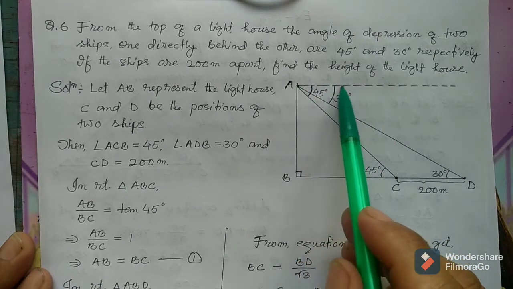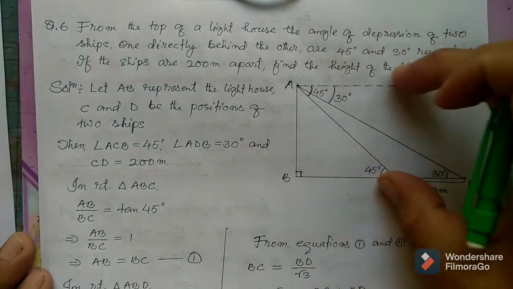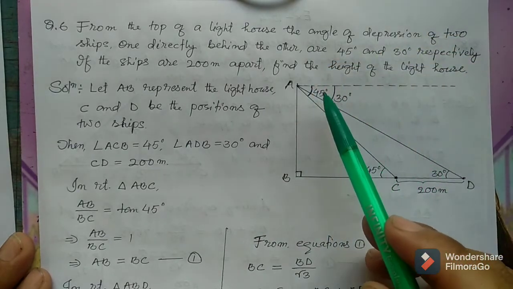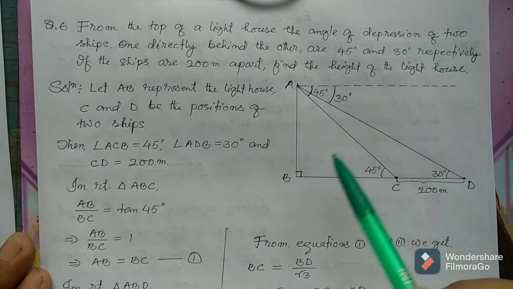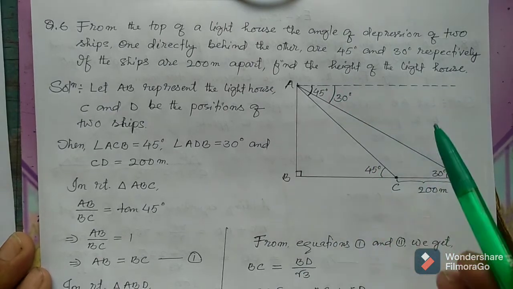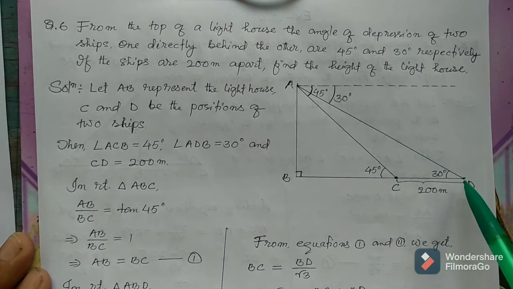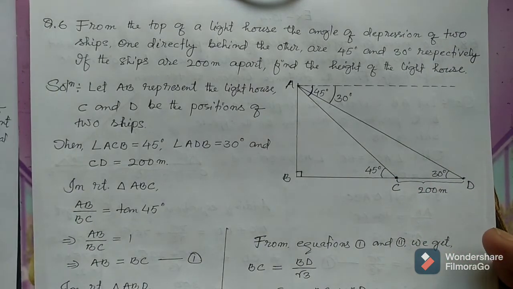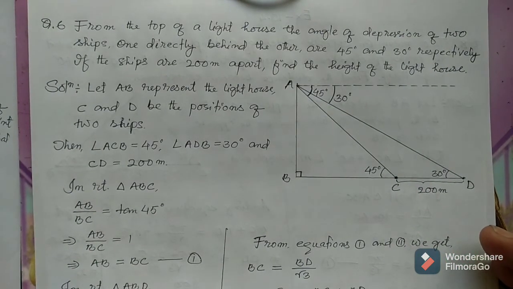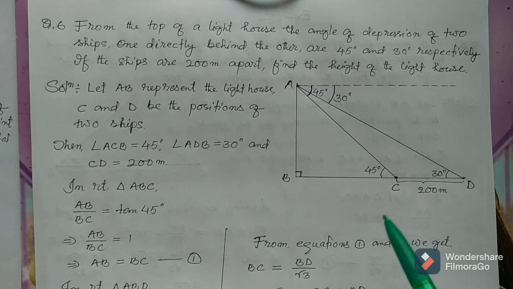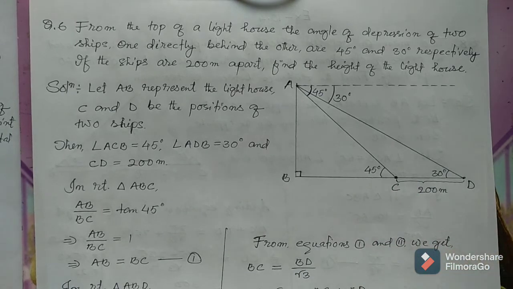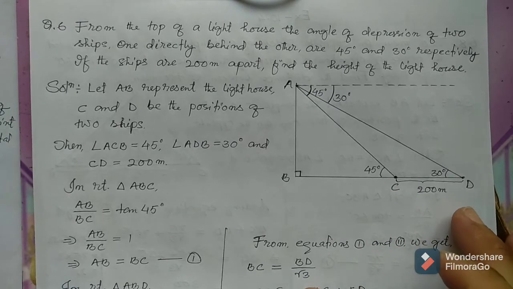Since here we have two horizontals which are parallel to each other, by applying the theorem that we learned in class 9, if two lines are parallel, alternate angles are equal, then we have this angle 45 and here 30. Not only for this question, but for most of the questions of this exercise, we will get two right triangles, and try to get two equations from two right triangles.